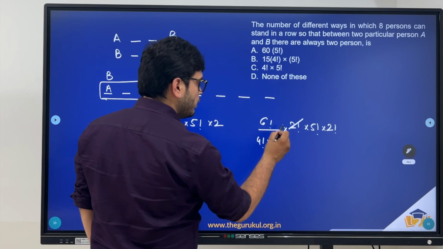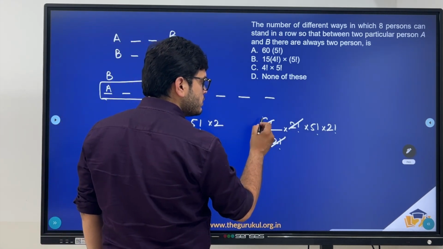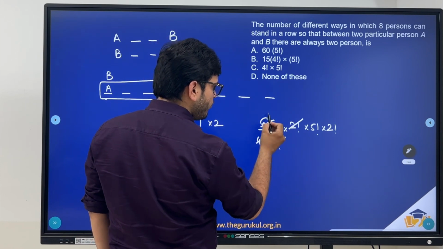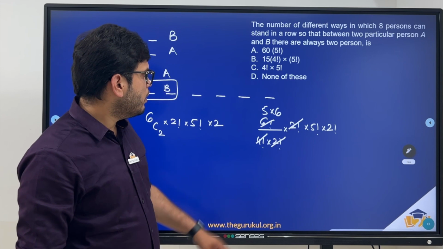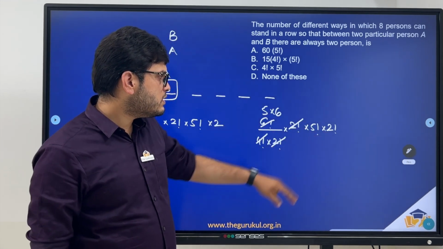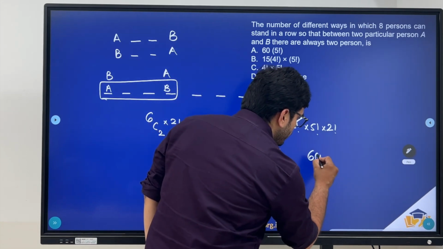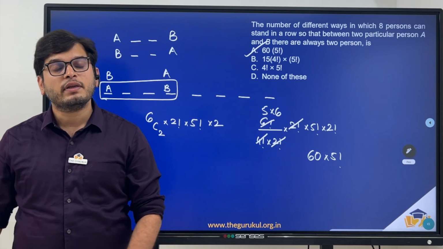I can cancel these 2. Now 4 factorial by 6 factorial. This is nothing but 5 into 6, right? Now 5 into 6, 30, 30 into 2, 60. So 60 into 5 factorial should be the answer for this question. Hence option A.